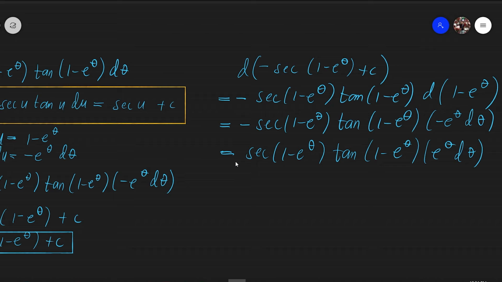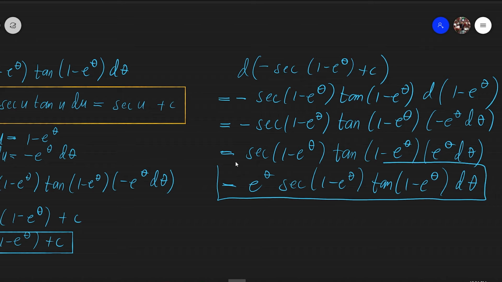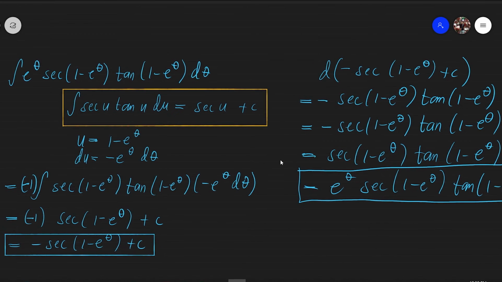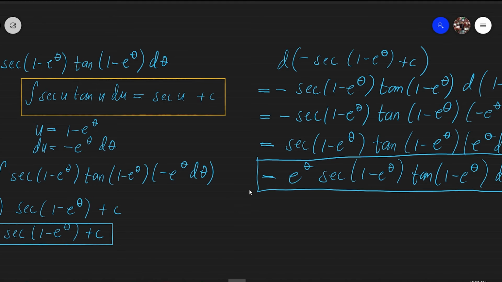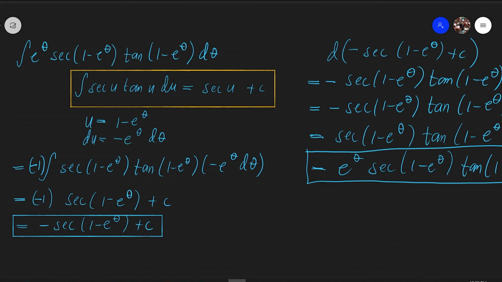Okay, so let me just rewrite this one. I will put the e raised to theta first: e raised to theta, secant of 1 minus e raised to theta, tangent of 1 minus e raised to theta, d theta. So obviously, this answer right here is exactly the same as the original given function. Therefore, our answer is indeed correct.